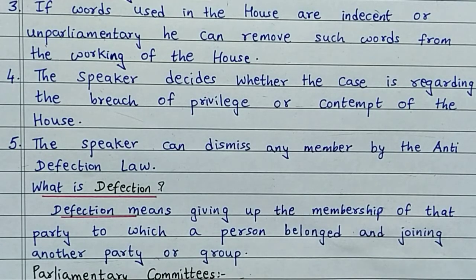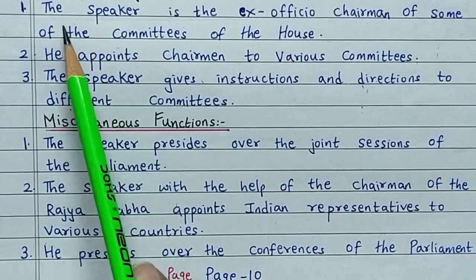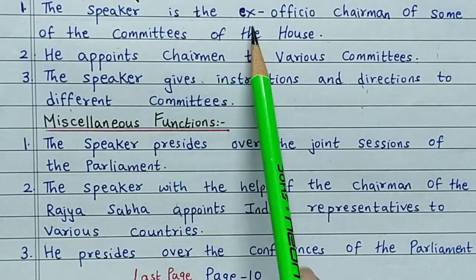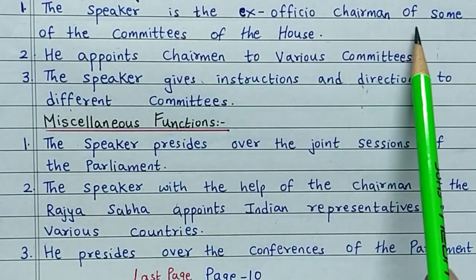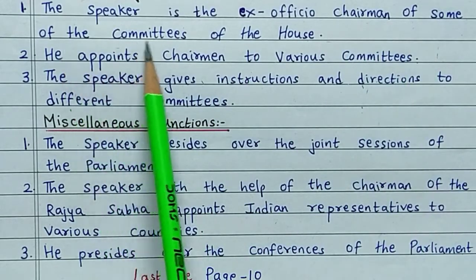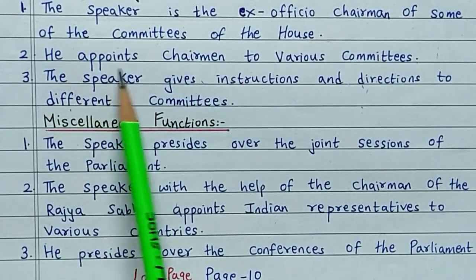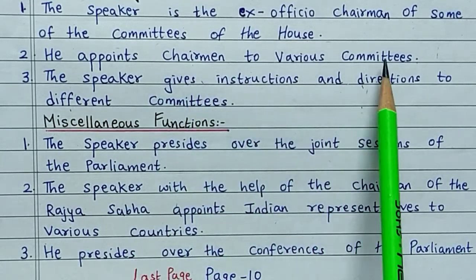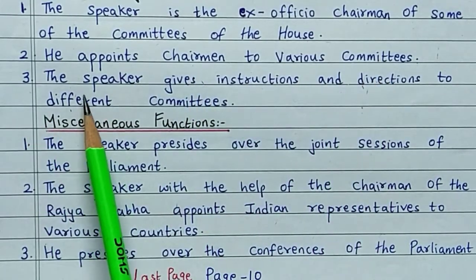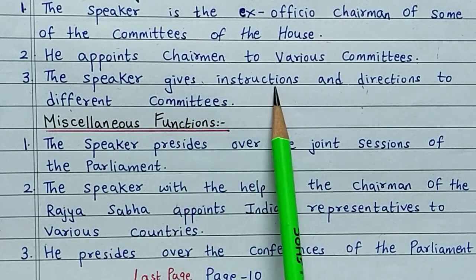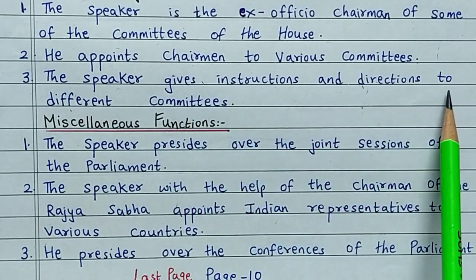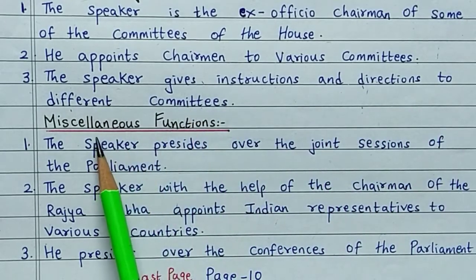Parliamentary committees. Number 1, the Speaker is the ex officio chairman of some of the committees of the House. Second, he appoints chairmen to various committees. Third, the Speaker gives instructions and directions to different committees.